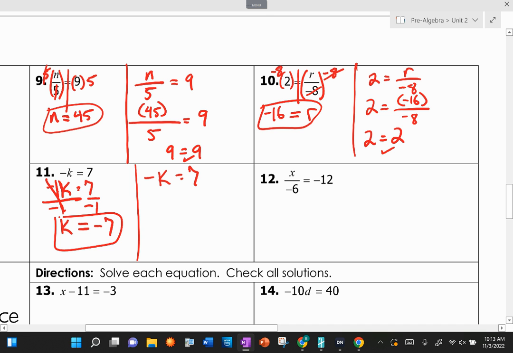And then when I go back to check, this is how it would look. And this is another reason why the parentheses are so important. Because now we see negative times negative 7, which should give us 7 equals 7, which is good. Okay? And then I'll put the solution up here for 12.